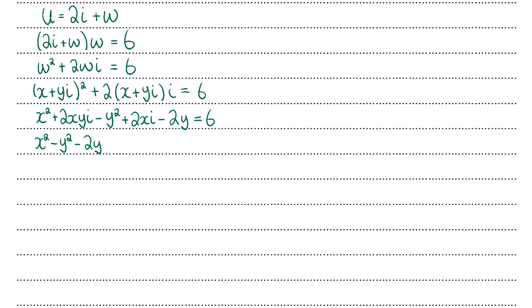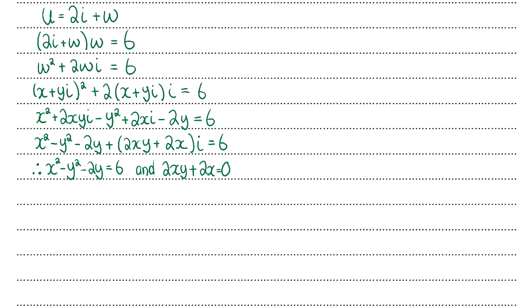And the other part is the imaginary part, which is 2xy plus 2x, put it in brackets, times i, is equal to 0. All right, so what that tells us is the real part, x squared minus y squared minus 2y equals 6. And the imaginary part, 2xy plus 2x equals 0. Okay, you may be thinking, oh, this looks mightily complex.